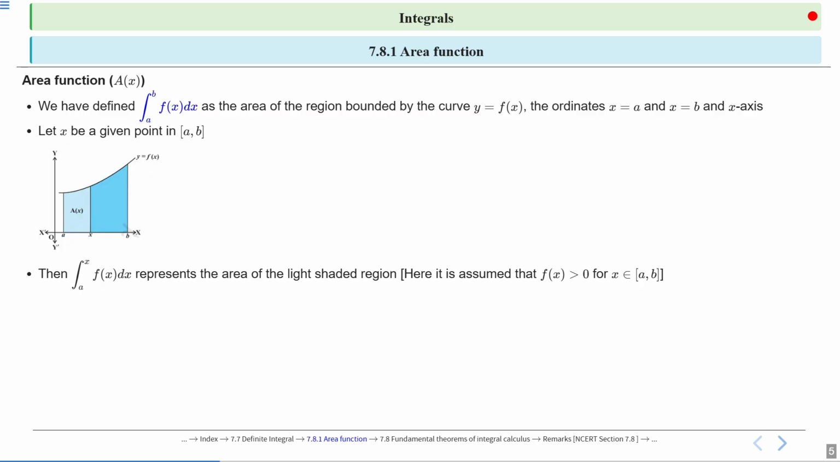Let x be a given point in [a, b]. [a, b] is our domain. We define a function f(x) from A to B. We know what the domain is, where the function is defined. If a function is defined from A to B, where A and B are sets, then set A is called the domain and set B is called the codomain, and the set of all images of the function is called the range. So here the interval a to b is our domain where the function f(x) is defined.